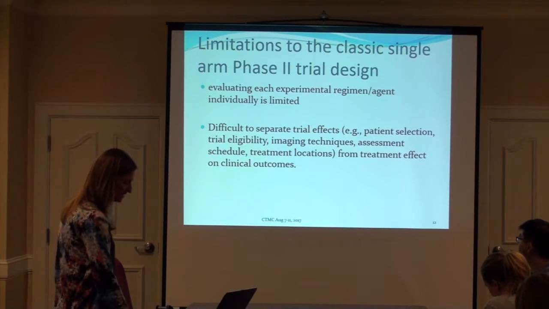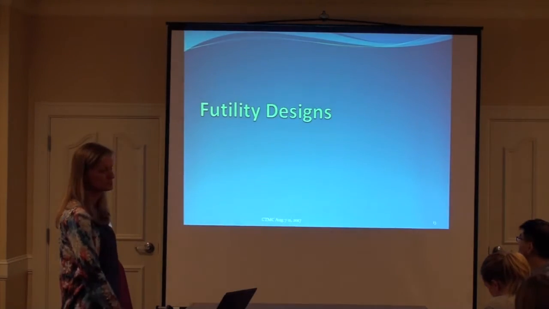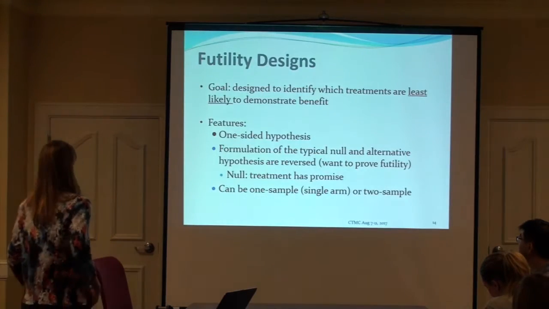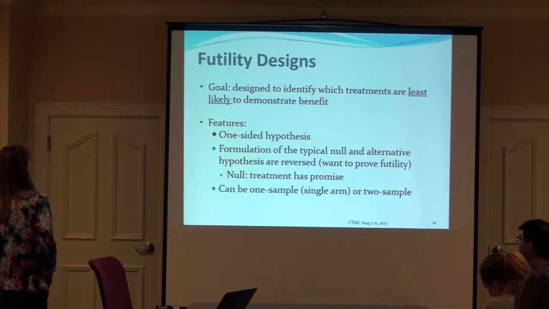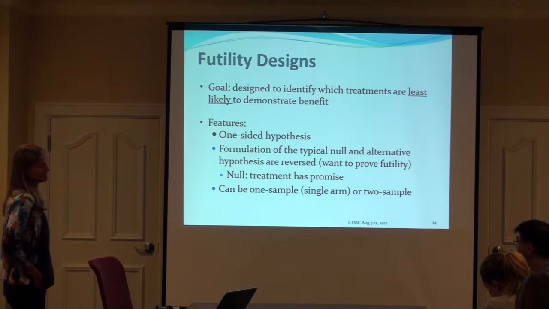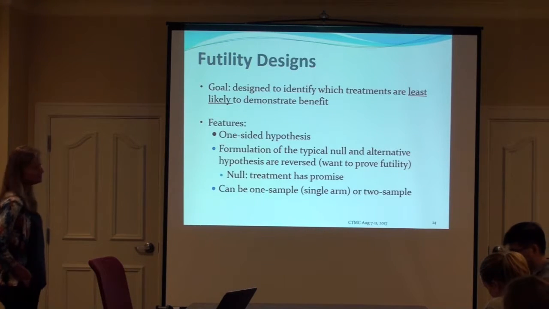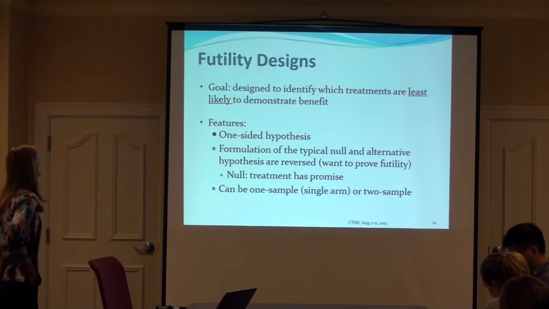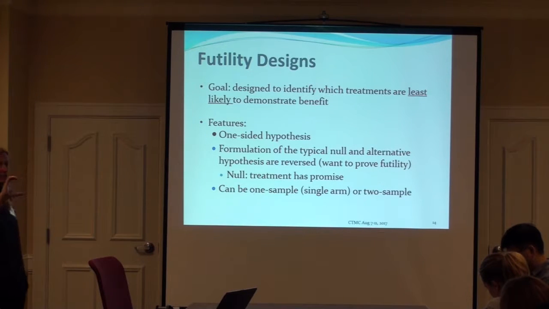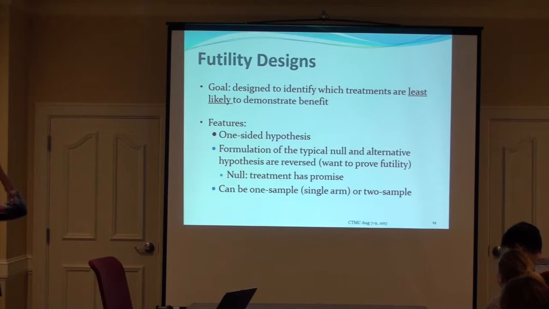Okay. So what might be a little better? We're talking about futility designs. With futility designs, we want to get rid of the treatments that are least likely to demonstrate benefit. The features of a futility design are that they're usually one-sided hypotheses, and your formulation of the null hypothesis is split. So what are we trying to do? The null is saying that the treatment might have promise, but we can never really prove the null. So our alternative is truly the futility, and we're trying to prove the futility, okay?